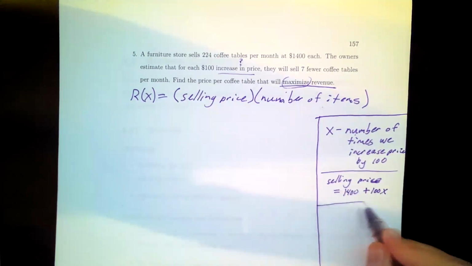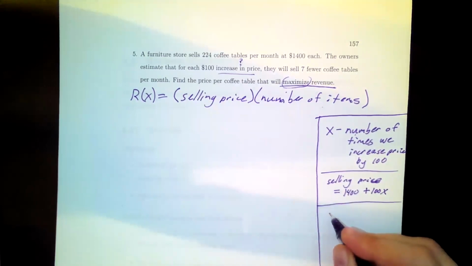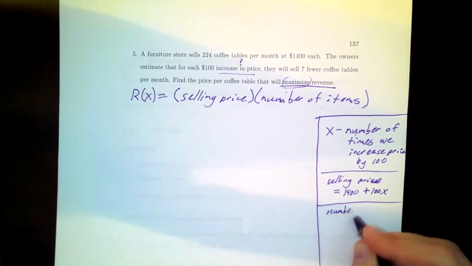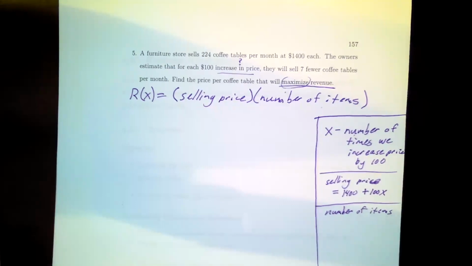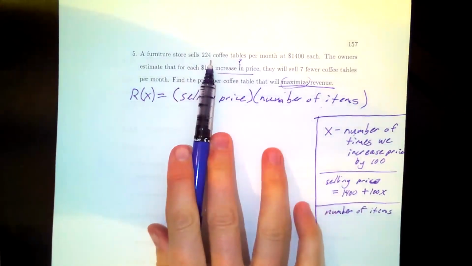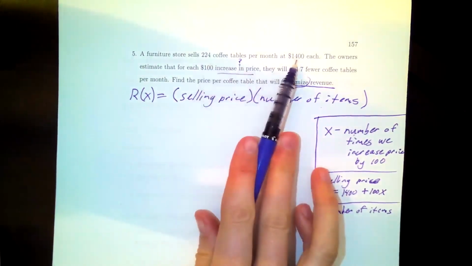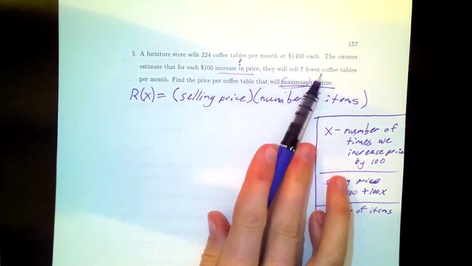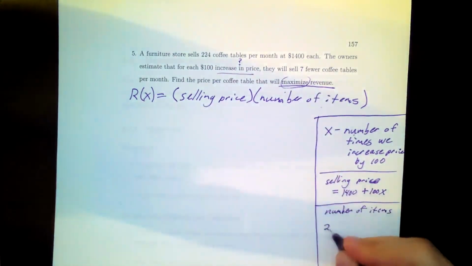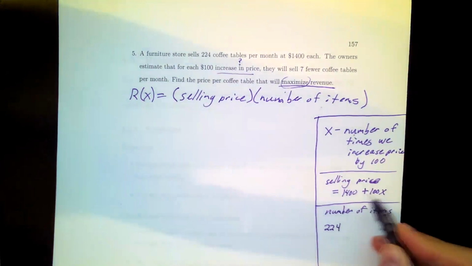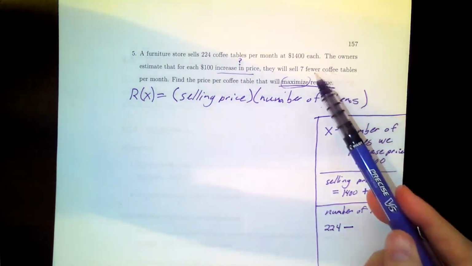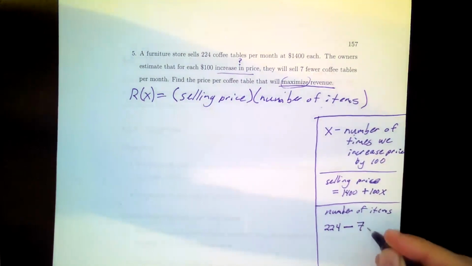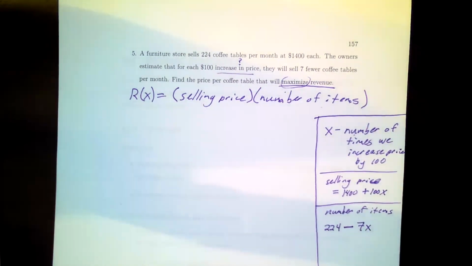So if that's the formula for the selling price, how many items will be sold? The number of items will also change in a formulaic way. They usually sell 224 coffee tables at that flat rate, but if we increase the price, we will sell 7 fewer. So our number of items starts at 224, but each time they increase the price, the number they sell goes down. So we have a minus sign here: minus 7 for each time x that they increase the price.